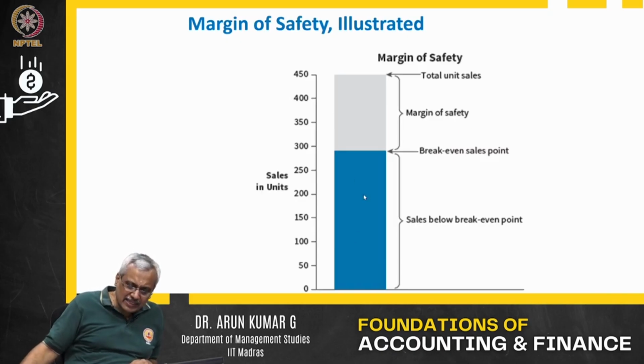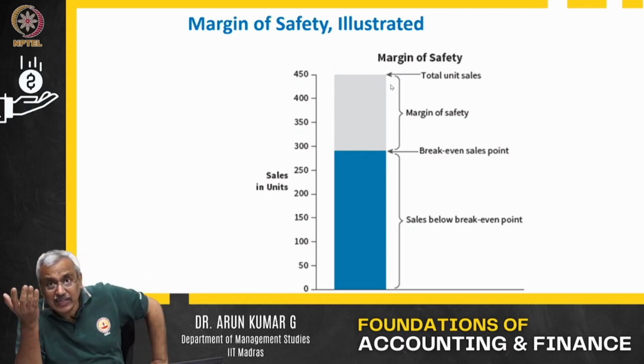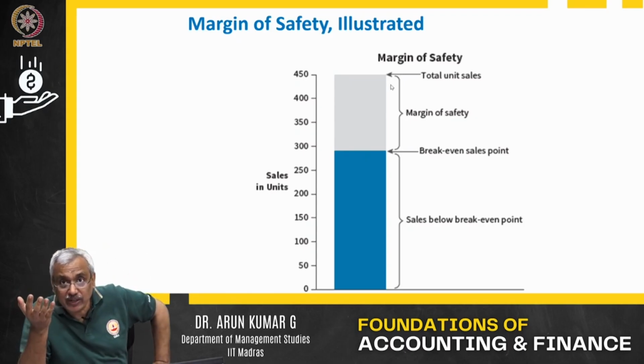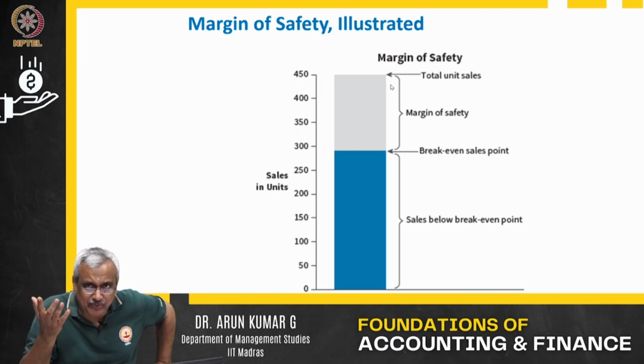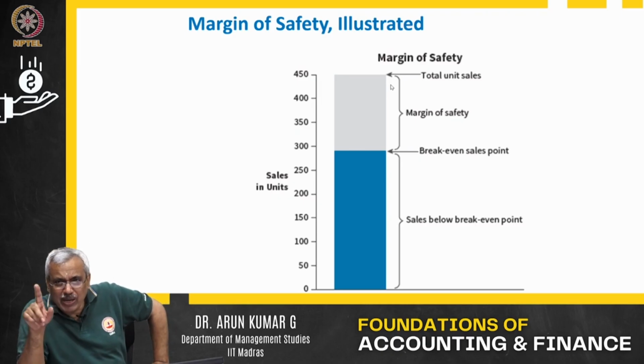Supposing the blue part you see here is the break even point, any sales below that point is called below the break even. Any sales above the break even is what is going to give you profit. So, what is the percentage of sales, or the volume of sales, which can be expressed in terms of percentage, dollar amount, or units? What is the amount of sales that is above the break even point?